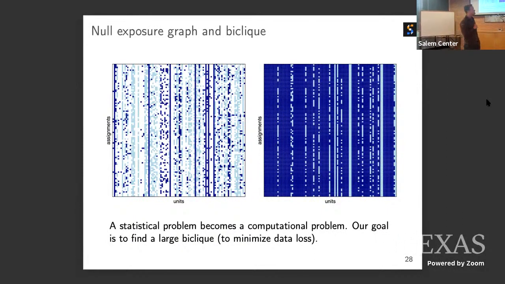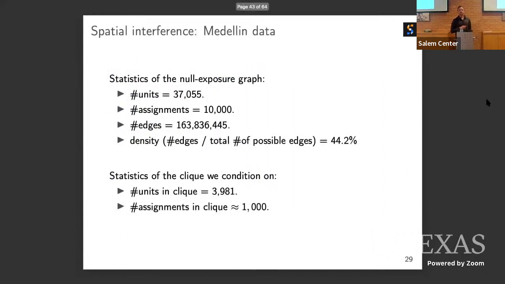So what this means is that when I find this biclique, I'm basically trying to remove all of the units and all of the assignments that give me the color white. All right. And so we see now what the variability of my treatment exposures is within this biclique. And I basically just run the test within this, right? So what happens when I apply this to the Medellin data?